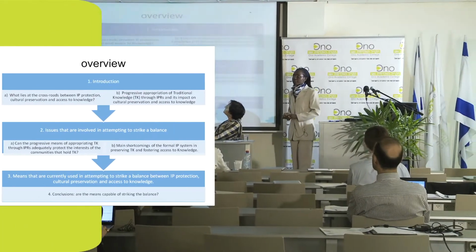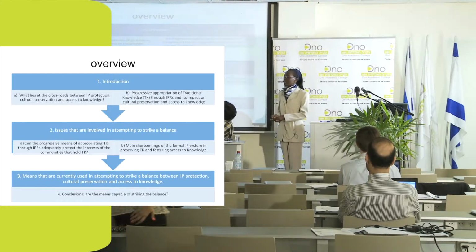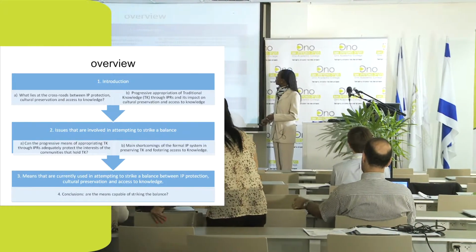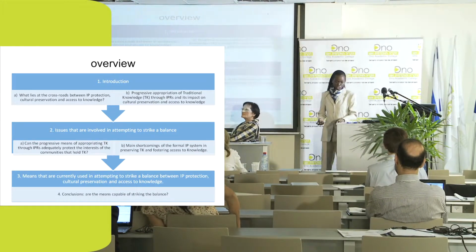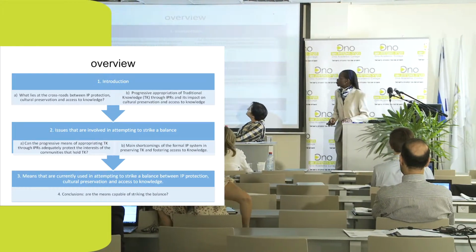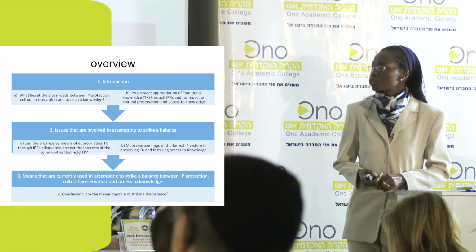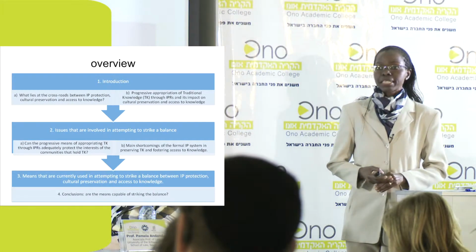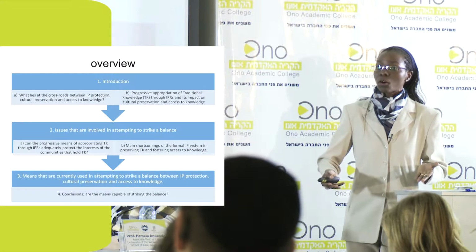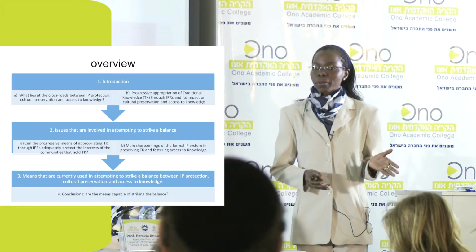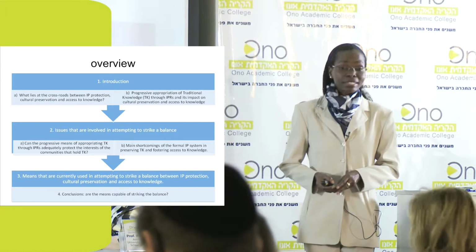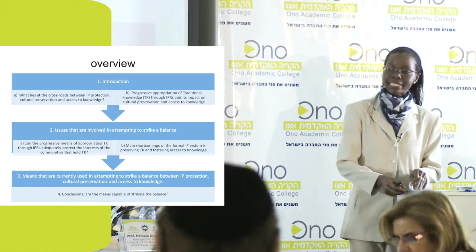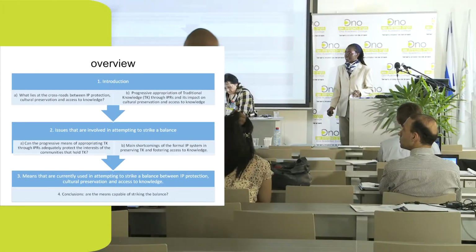Then I'll move on to consider whether the progressive appropriation of TK through the IP system is really trying to preserve cultural knowledge and also traditional knowledge. And then, of course, that will be very brief. I'll move on to the issues involved in trying to strike that balance of protecting intellectual property rights, TK, while at the same time ensuring access to knowledge to those who need it desperately to use it.